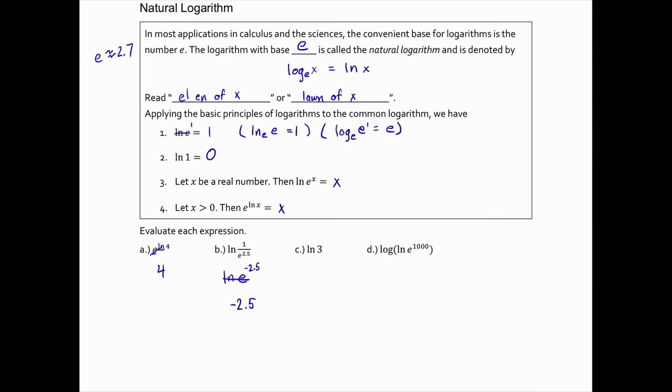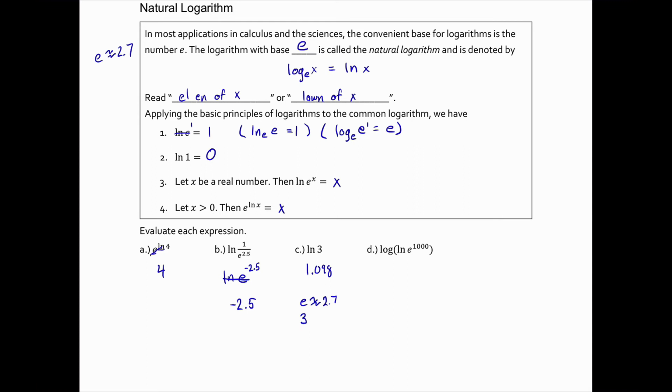Then we have ln of 3. And honestly, you'd have to use a calculator for this one. If you typed this into a calculator, you would find that you get 1.098, which makes sense if you think about e is approximately 2.7. So this input 3 is just a little bit past this, and hence this value is just a little bit past the x-intercept of 1.